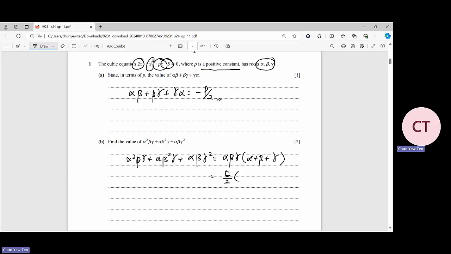Then the sum of the three roots over here will be negative half. So just multiply them, you get negative 5 over 4. Done. So this will be the answer for part B.